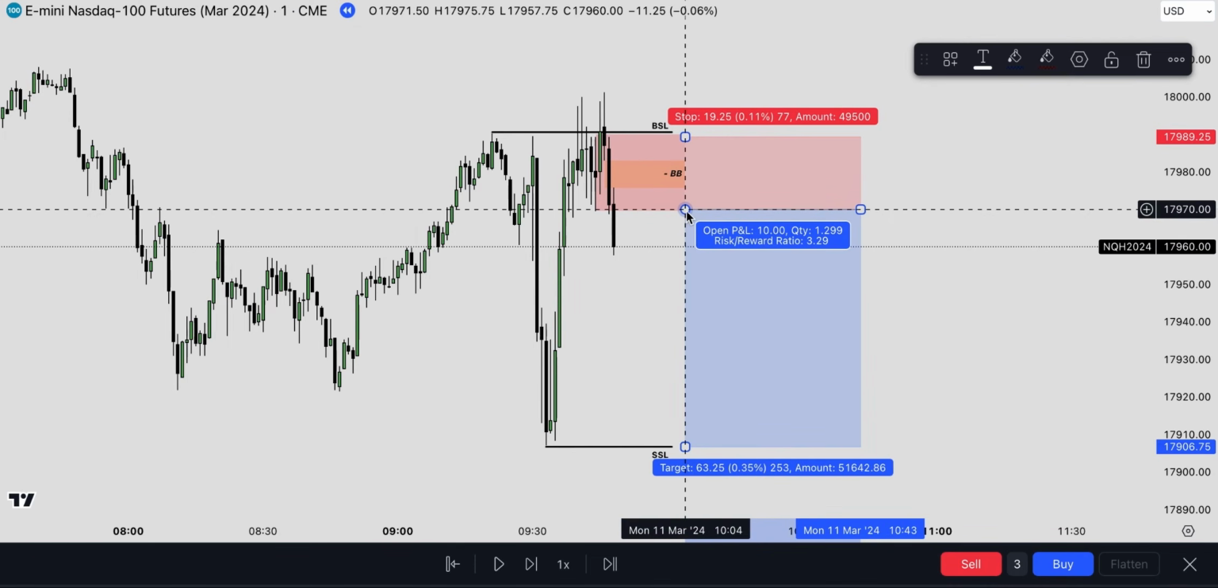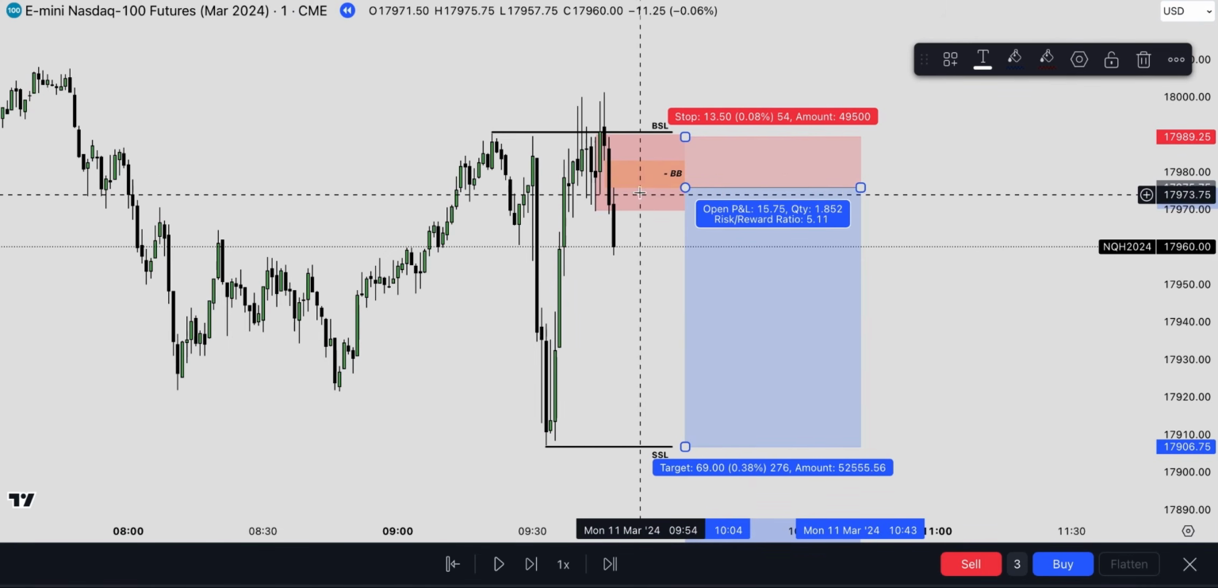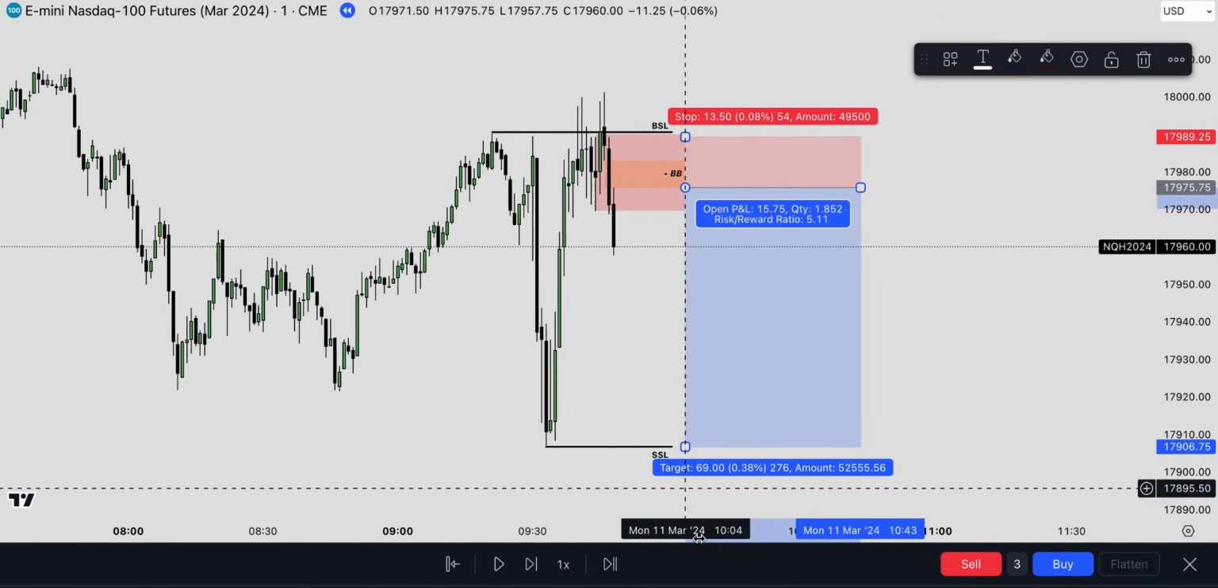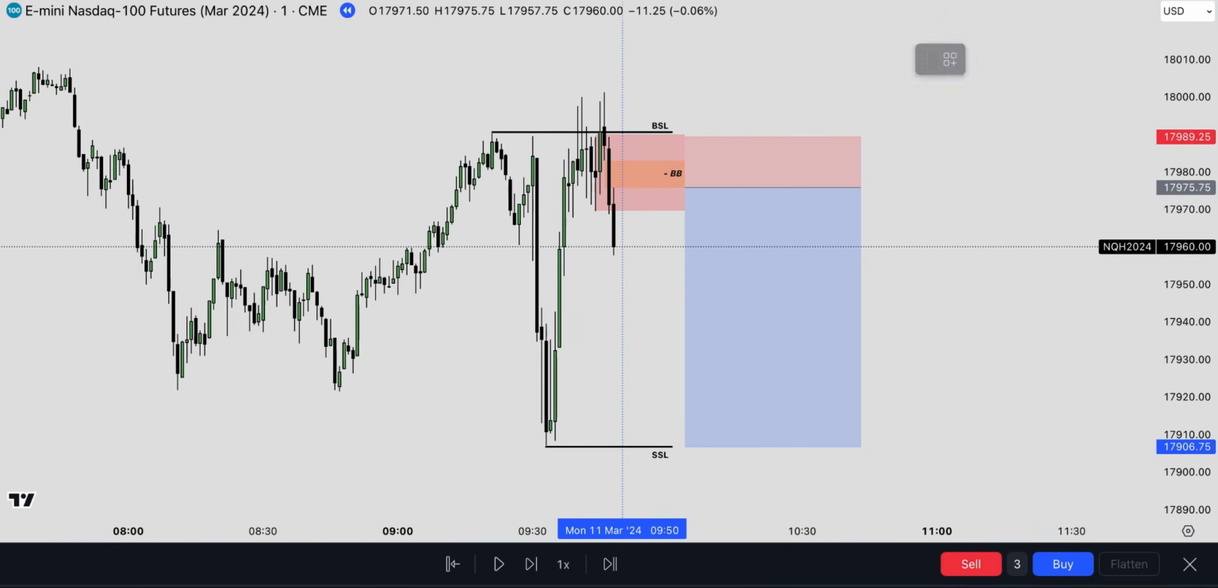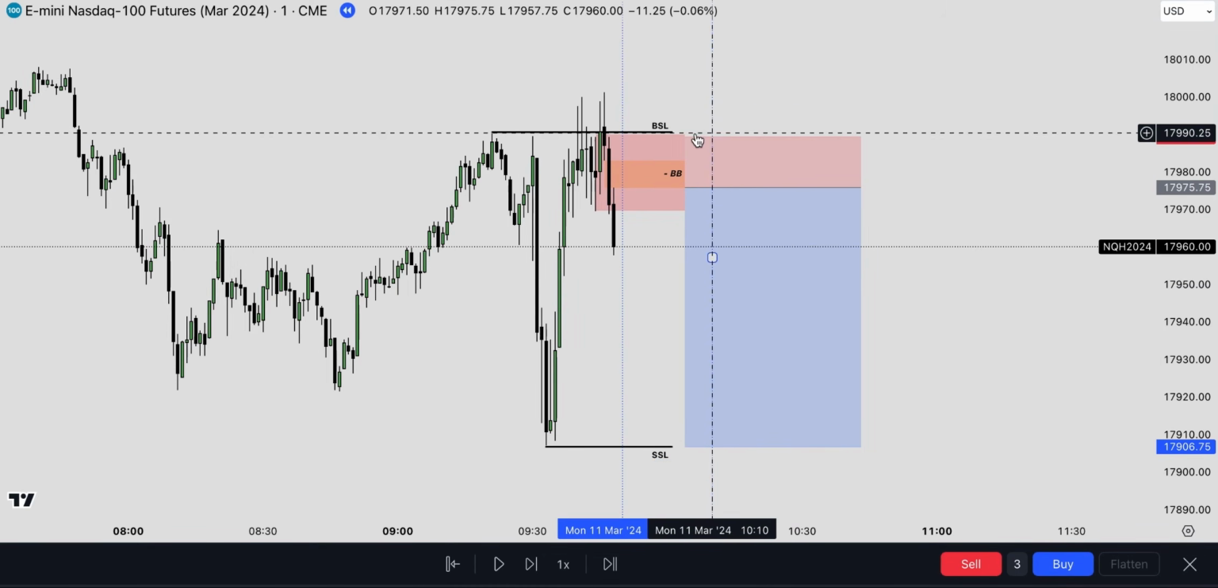In this case here, I'm actually going to enter off the fair value gap, right? Because it looks so clean. I want to get my entry into the fair value gap. We also have the 9:50 to 10:10 Silver Bullet time macro. It doesn't get any better than this, guys, right? So this is actually a 1 to 5 risk to reward, and you're only risking 13 handles.